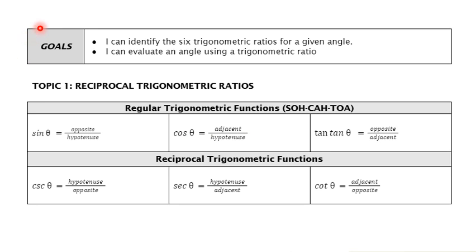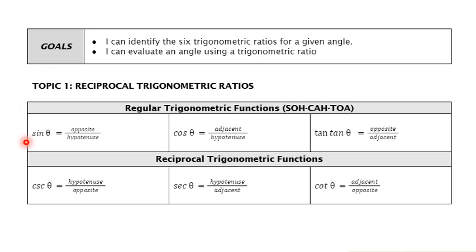In this section, we have goals of identifying our 6 trigonometric ratios for a given angle. So we've already learned 3: sine, cosine, and tangent. Today we're going to look at the next 3, which are the reciprocal functions. And then we're also going to evaluate an angle using trigonometric ratios.